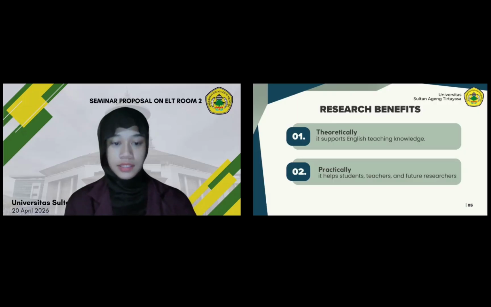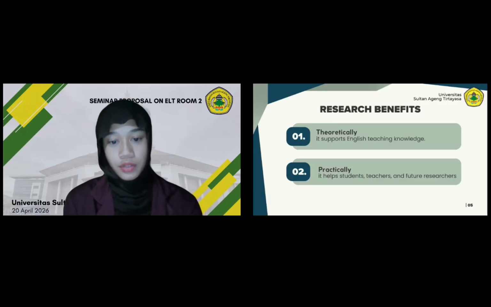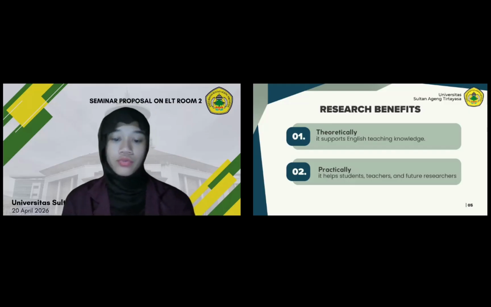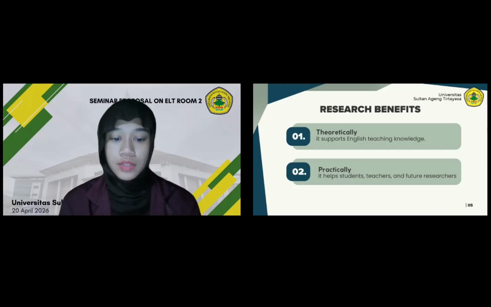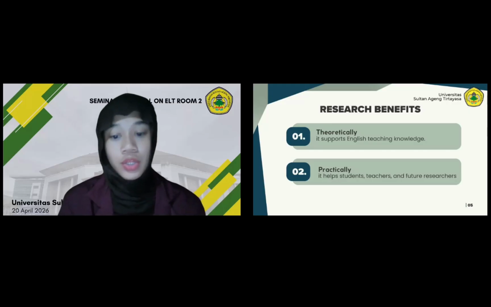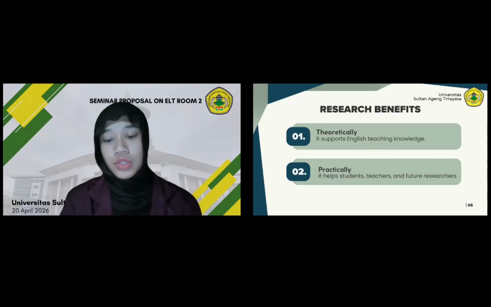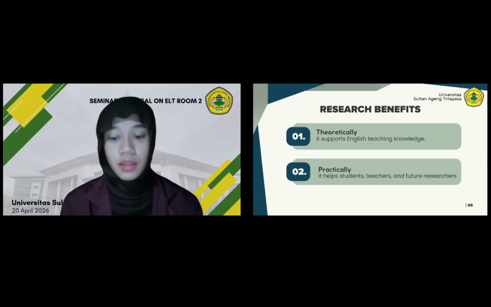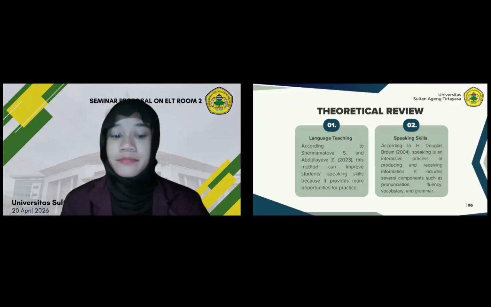This study is expected to be beneficial both theoretically and practically. Theoretically, this research can support knowledge in English language teaching, especially in teaching speaking. It can also support existing theories about communicative learning. Practically, this research is useful for students, teachers, and future researchers. For students, it helps them speak better and be more confident. For teachers, it gives a new method for teaching speaking, and for future researchers, it can be used as a reference.